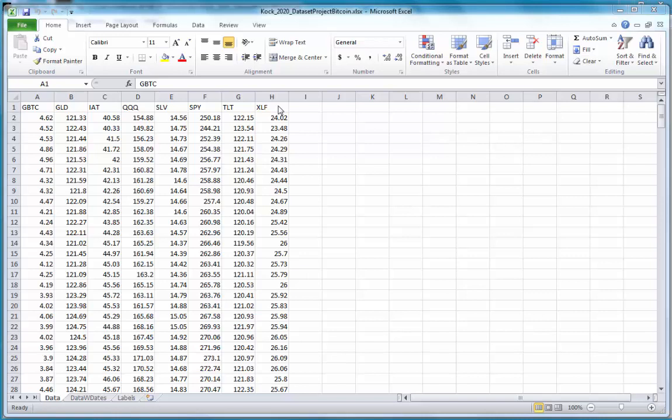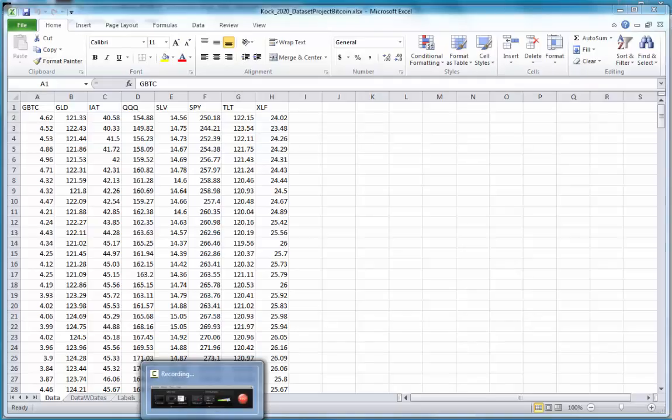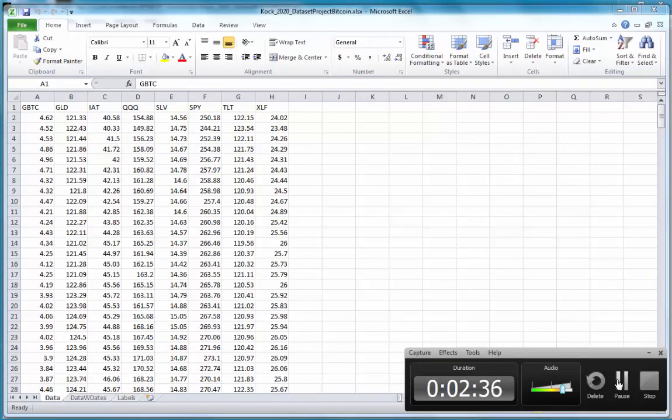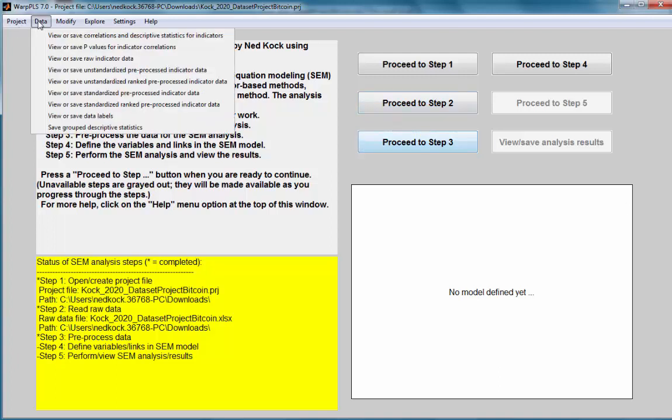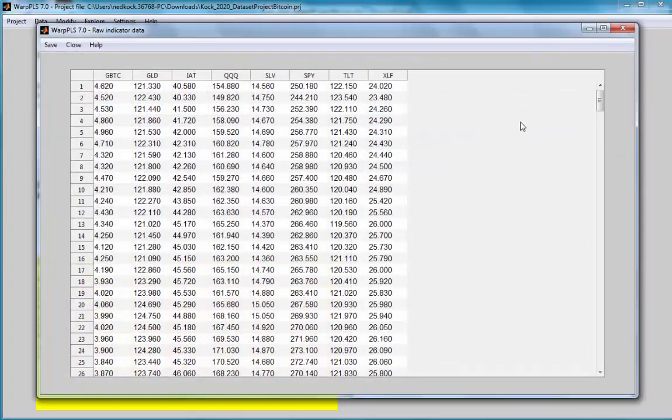So what I'm going to do is I will read this data into WarpPLS, into a WarpPLS project file. So okay, I read my data into WarpPLS, and now I'm going to create a model. If I want to see the data that was read into WarpPLS, I can go to this option, and here's the data that I have.